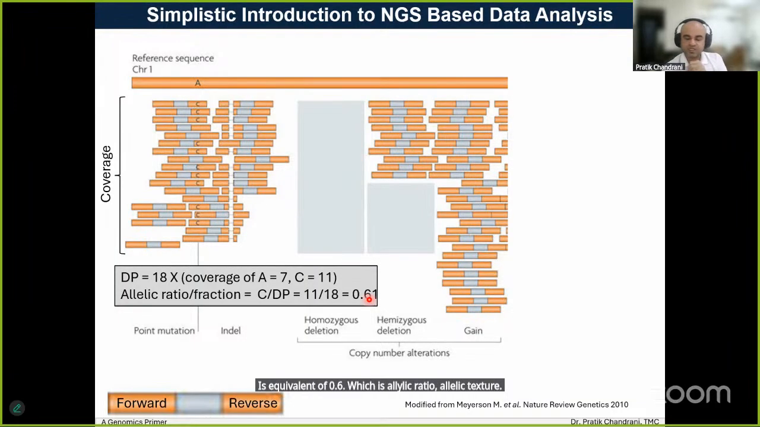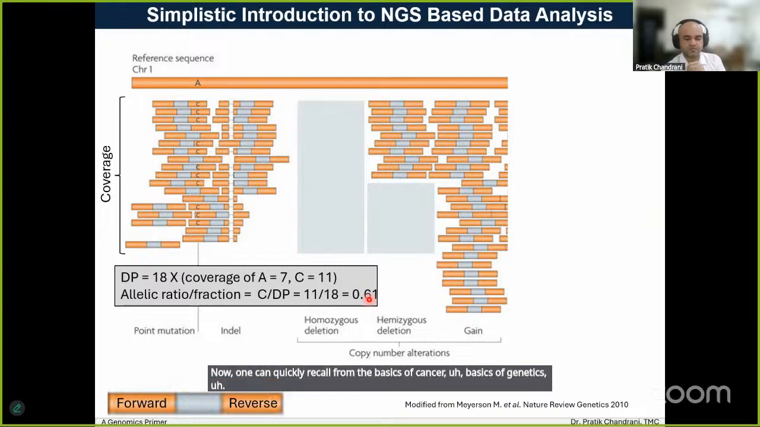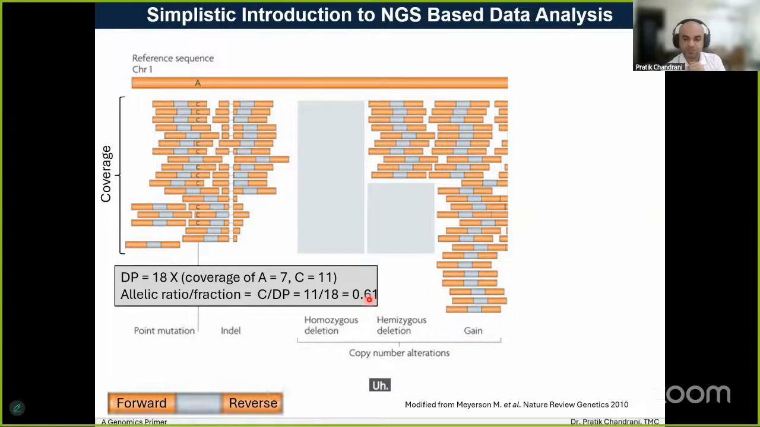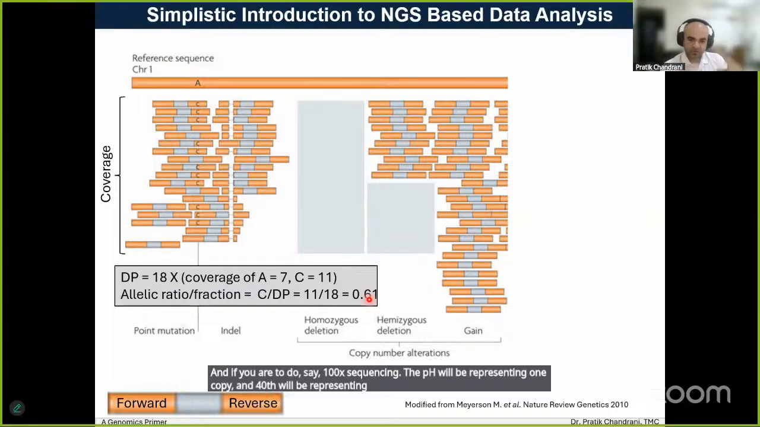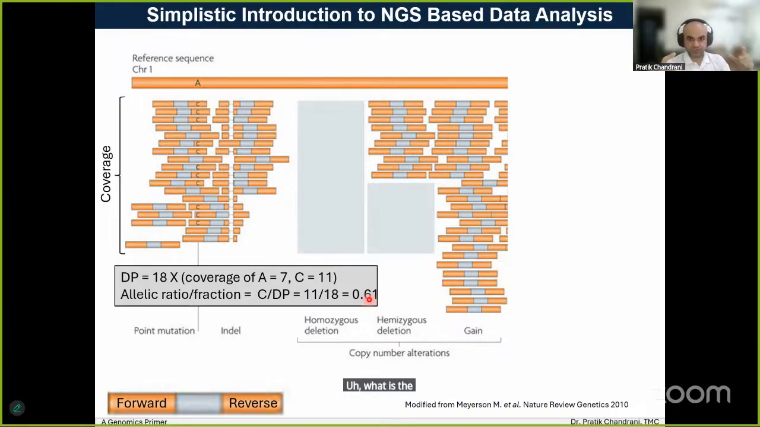Now one can quickly recall from the basics of cancer, basics of genetics class from masters or bachelors, the human genome is a diploid genome, so we have two copies of the genome. And if you are to do, say, 100x sequencing, 50x will be representing one copy and 50x will be representing another copy. So whatever x coverage you have, you can always figure out what is the proportion of each copy of the DNA from the cell.